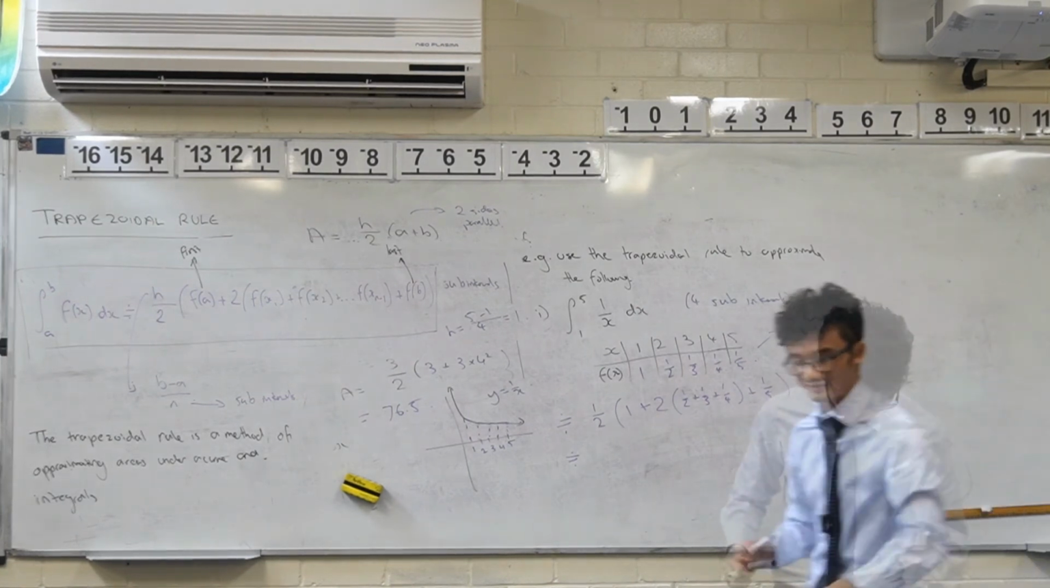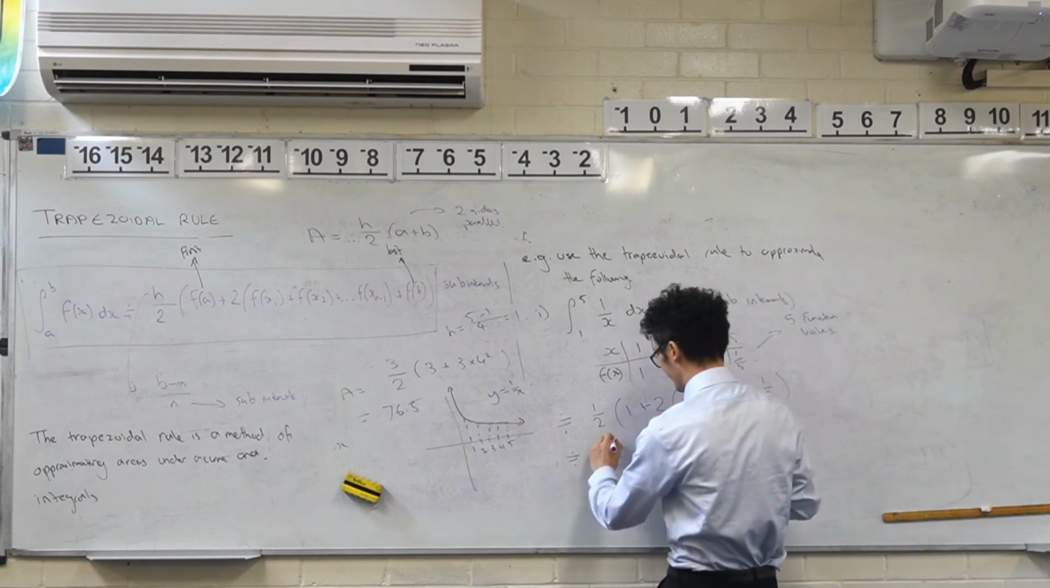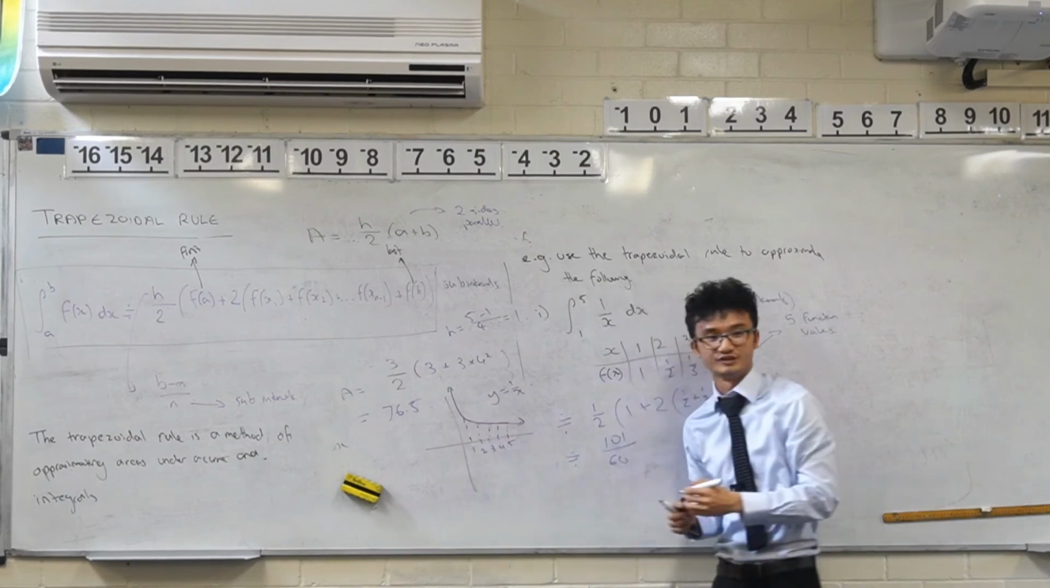Luan, do you want to put that in your calculator for me? 101 over 60. Good man, and that's the answer. 101 over 60. So that's basically saying this is an approximation to this integral here. Yeah? Does that make sense?